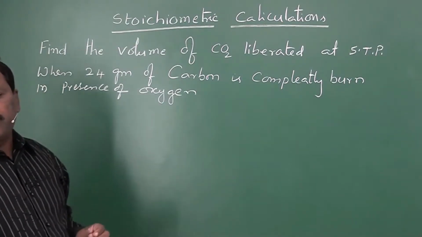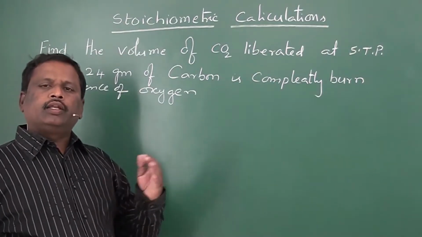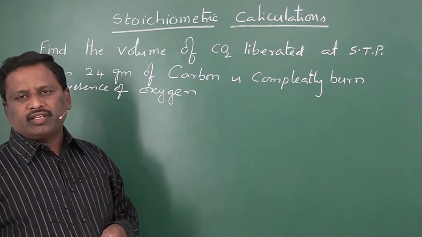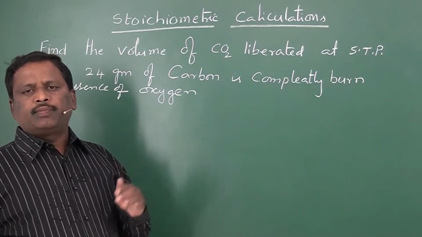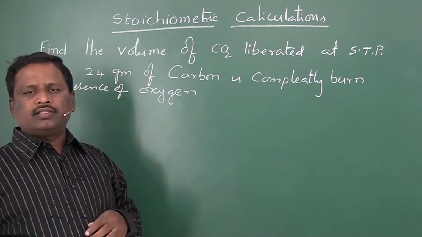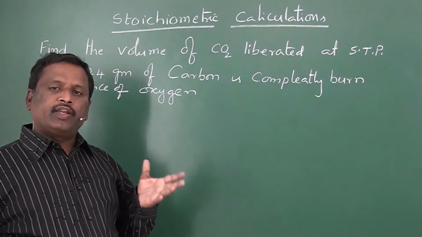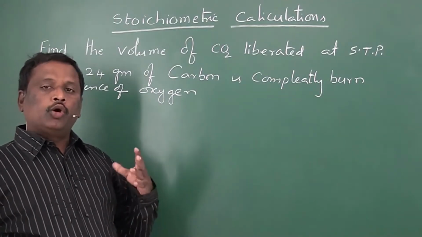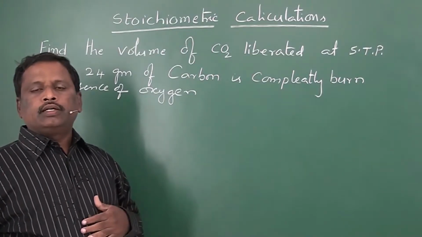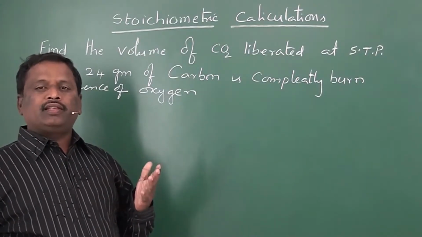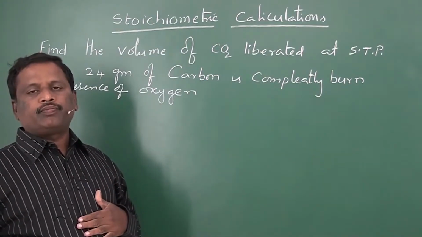There is a slight difference between the present problem and the problems which I had done in the previous class. Both are based on the same principle, but there they ask us to calculate the amount of carbon dioxide that was liberated or amount of sulfur dioxide that was liberated. But here they are asking to calculate the volume of CO2 gas liberated at STP conditions.